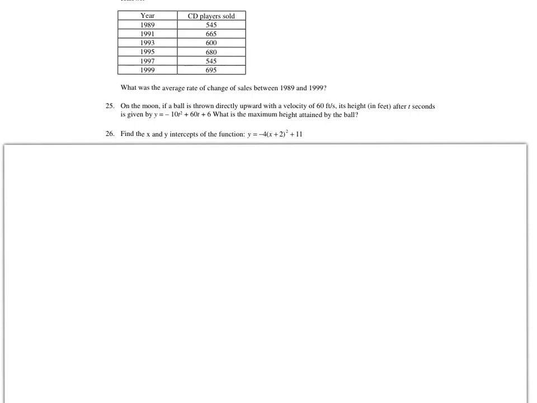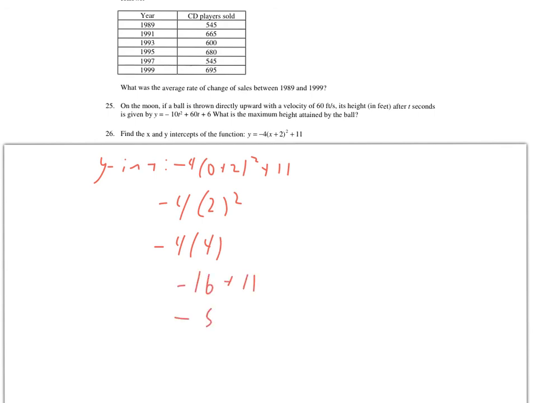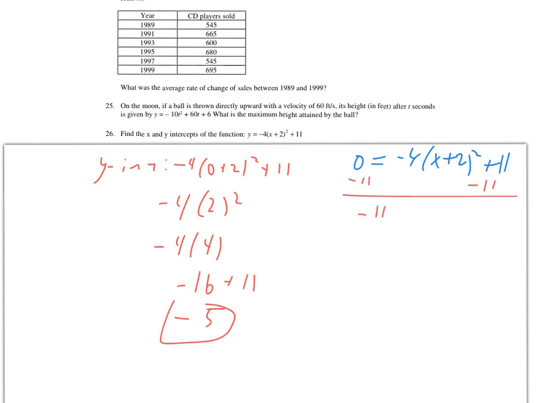All right, x and y intercepts here. The y-intercept, I'm just going to plug in 0 into the function. You can't just look at the back number here because it's not in standard form. So this would be negative 4 times 2 squared, so negative 4 times 4. Negative 16 plus 11 would be negative 5. And then for the x-intercepts, I turn y into 0. And then I'm just going to isolate x here, so I'm going to subtract the 11. So negative 11 equals negative 4 times (x plus 2) squared.